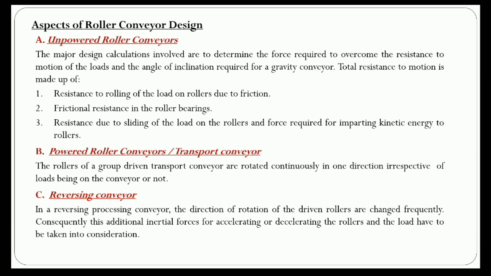Now, what are the total resistances available? The first is the resistance to rolling of the loads on the rollers due to friction. Another is the frictional resistance in the roller bearing. And the third is the sliding resistance due to the load on the rollers. In this case, we have to consider the total load value, rolling friction factor, roller radius, and frictional resistance. All of these we need to consider to find out the resistances, and combining all three resistances we can get the total power.